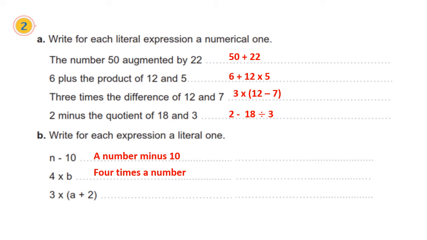In the last one, we have 3 times a plus 2. You know that according to the order of operations, a plus 2 has the priority over the multiplication. So you already have a added to 2, but 3 times this addition. Okay, so we say 3 times a number plus 2.